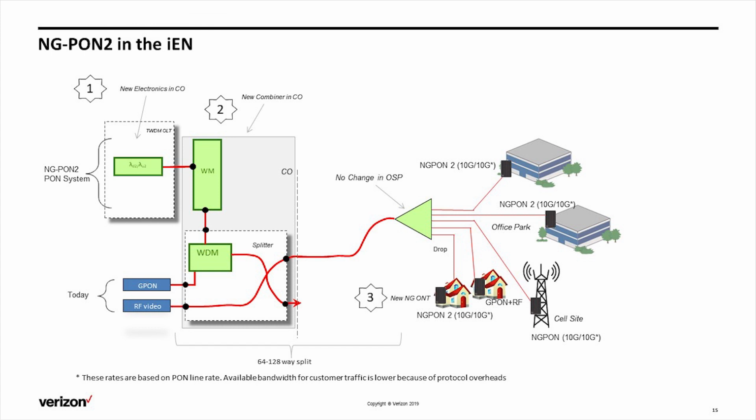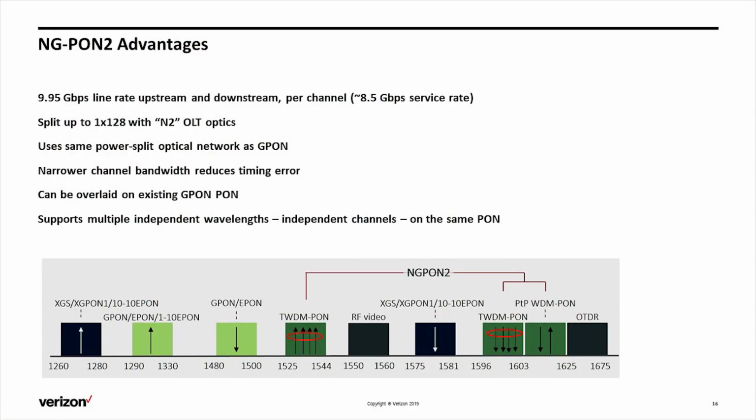The next thing to note is that it uses the same sort of power split system as GPON does. And as a matter of fact, what I'm showing here is that we're overlaying the NG-PON2 network onto an existing GPON network, but you could also come and go directly to the power splitter. And then the last thing to note is that just like GPON, you can serve a variety of customers off of that power split.